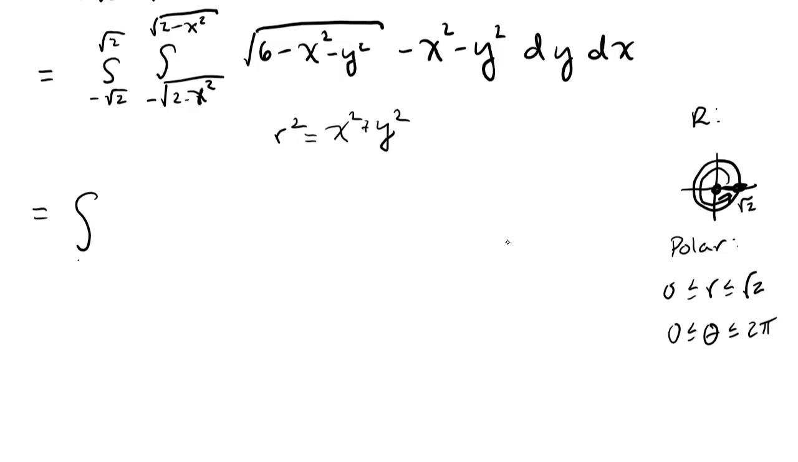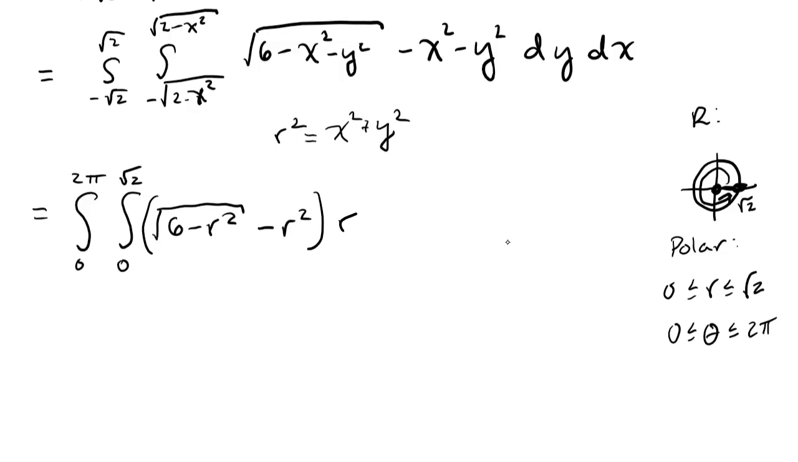So my theta bounds are 0 to 2 pi. We've got 0 to square root 2 for r. And then we're going to have square root of 6 minus r squared, because notice it's really a negative x squared plus y squared. And then we really have minus r squared on the outside. And then remember that that whole thing needs to be r dr d theta.